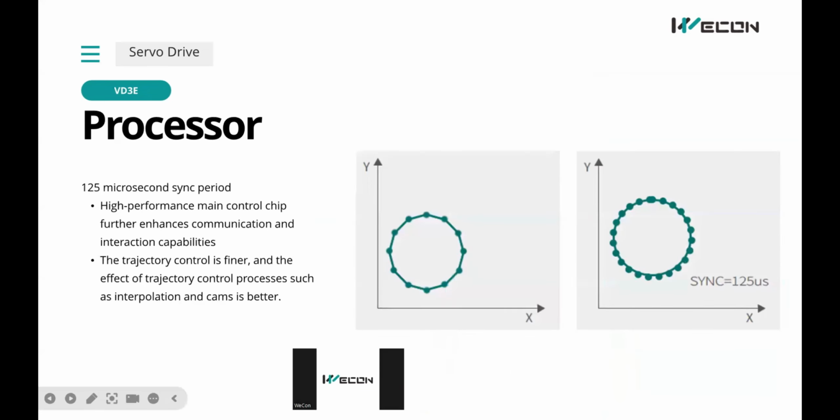And this is the sync period of our VD3. It can achieve about 125 microseconds. And in these two pictures you can see that with smaller sync periods, the process will be smoother.